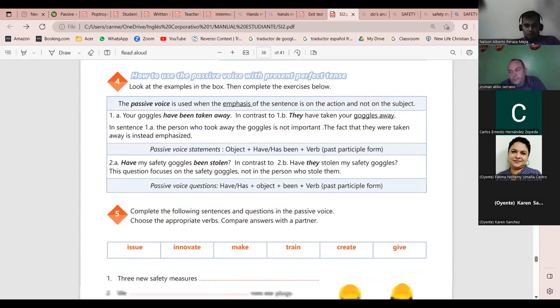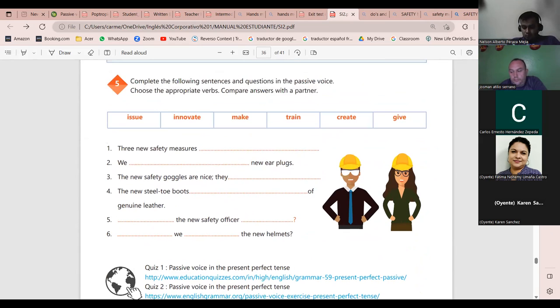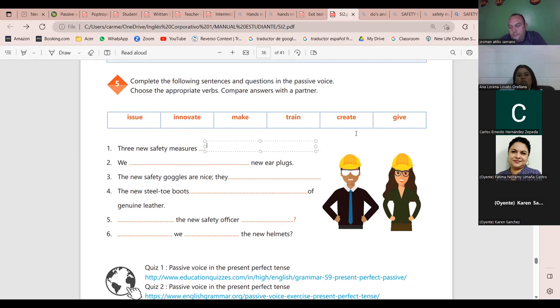Okay, guys. So this is the passive voice and we have just 3 minutes. So let's do this one. Let's complete the sentences and questions, choosing the appropriate form of the verb or the appropriate meaning of these verbs. Number one, it says three new safety measures. Plural or singular? Plural. So have, right? Have.